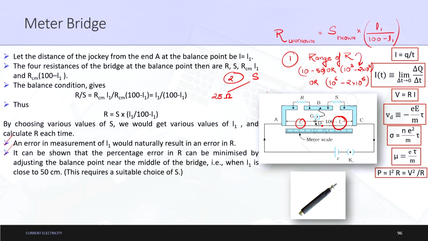So, it is 1000 ohm, a very large value of resistor, that is being required here. Therefore, the values L1 and 100 minus L1 have to be such that this ratio is very high. For that to occur, L1 has to be either very small, or 100 minus L1 has to be very large, or 100 minus L1 has to be very small. So, in either case, the jockey has to be somewhere here, which is not close to 50 centimeters. Hence, it will give a much more erroneous result.